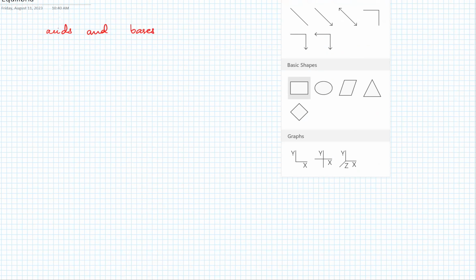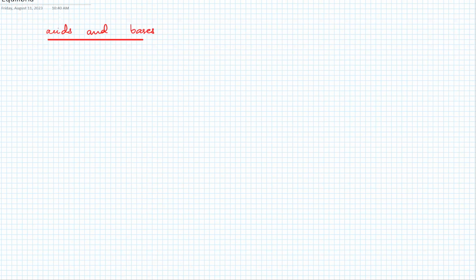Now the first thing about acids and bases is, what's the definition of an acid? What's an acid? I don't remember the definition. It's a proton donor. Okay, so it's a proton donor. Vice versa, a base is a proton acceptor.